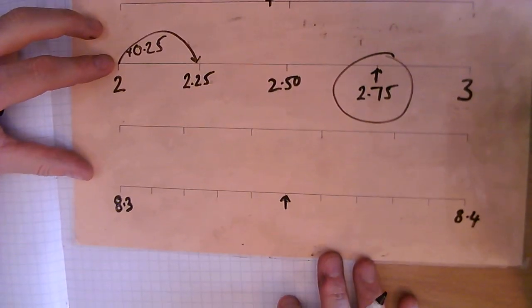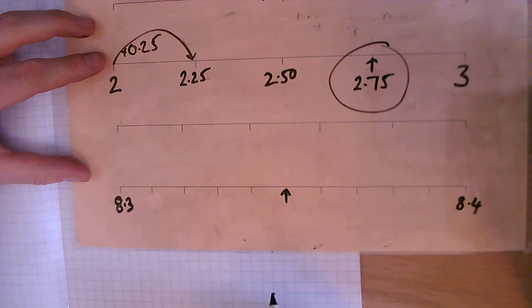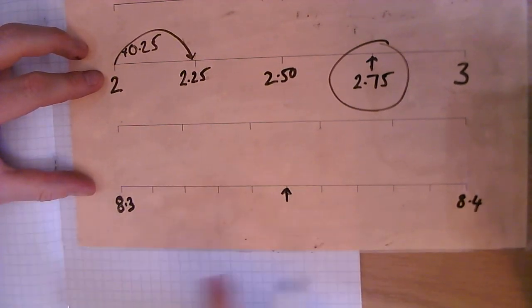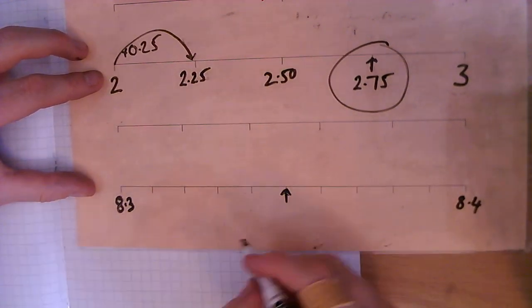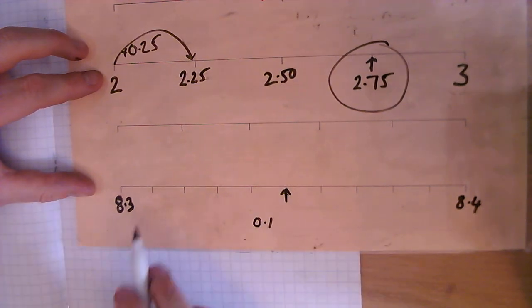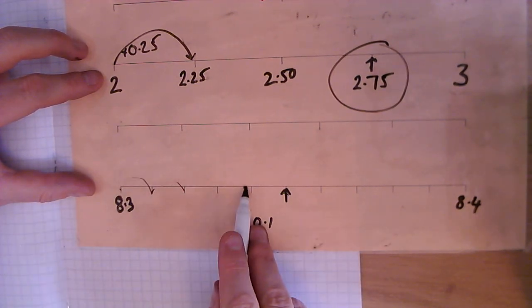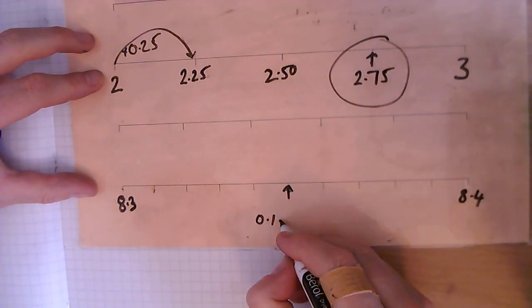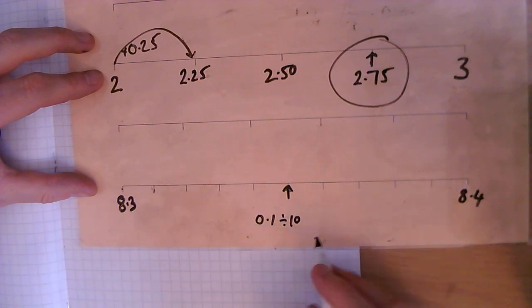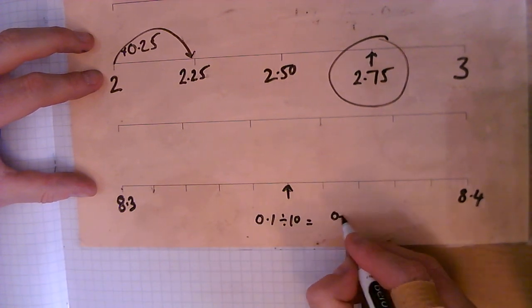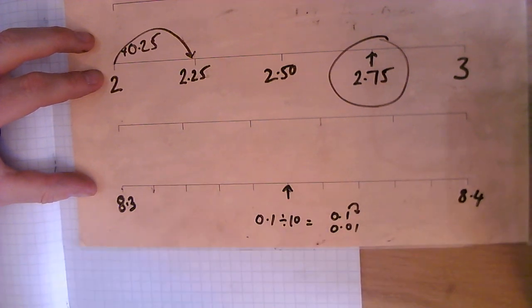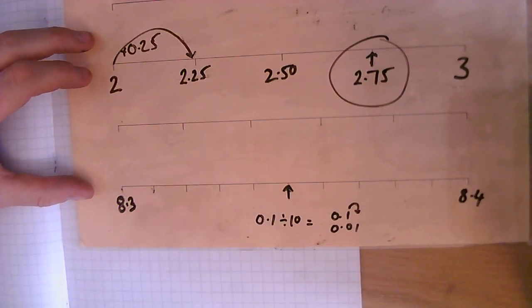And our last question is a bit more of a tricky one. We've got 8.3 and 8.4. So here we do the same method. We go from here to here and we add 0.1, and we've got 1, 2, 3, 4, 5, 6, 7, 8. We've got 10 equal jumps, so we need to divide that by 10. So 0.1 divided by 10 is 0.01, so we're adding 0.01 each time.